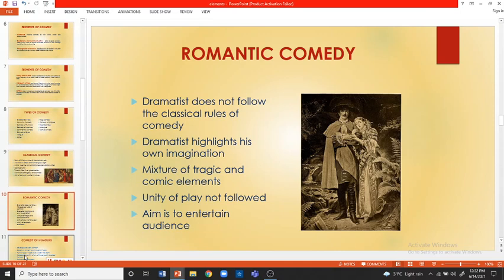I am not mentioning the examples in this slide, but listen carefully. Thomas Lodge's Rosalynde, Shakespeare's As You Like It and Much Ado About Nothing, Walt Disney's Cinderella, and Guys and Dolls are some examples of romantic comedy. Once again, I am repeating the examples.